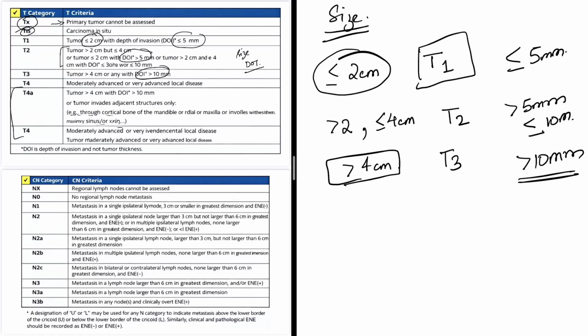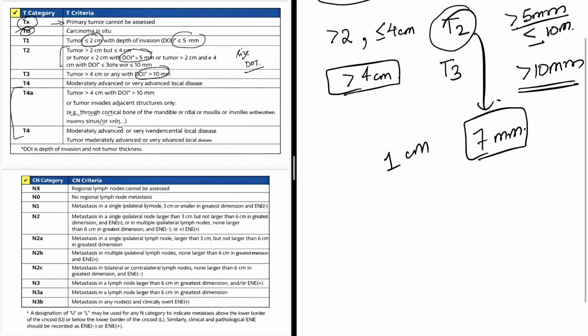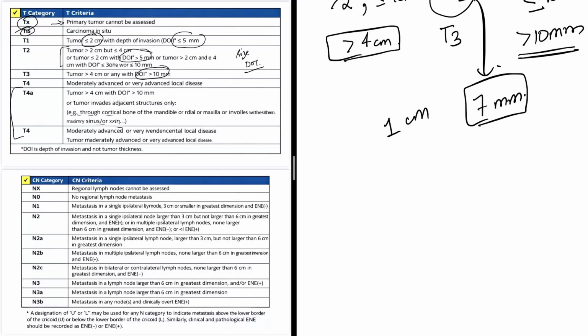Now, if a tumor has a depth of invasion of more than 5 mm but less than or equal to 10 mm, or it is more than 2 centimeter and less than or equal to 4 centimeter, that makes it T2. So either of the two can be counted as T2. Suppose there's a tumor of 1 centimeter. It is less than or equal to 2 centimeter, so that should make it T1. But the depth of invasion is 7 mm, so this will make it T2. Even if the lesion is 1 centimeter, but the depth of invasion is 7 mm, the staging will become T2. Now T3 is also clear. It should be more than 4 centimeter or more than 10 mm depth of invasion. So that makes it T3.